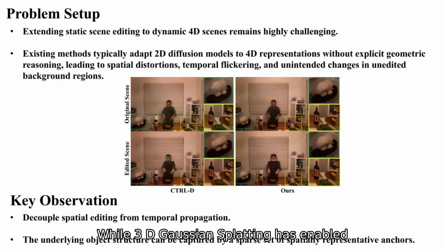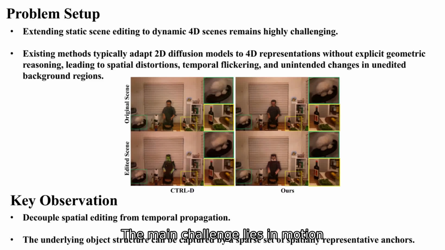While 3D Gaussian splatting has enabled incredible static scene editing, extending this to dynamic 4D scenes remains highly challenging. Existing methods typically adapt 2D diffusion models to 4D representations. However, because 2D edits operate purely in pixel space, without explicit geometric reasoning, they often lead to spatial distortions, temporal flickering, and unintended changes in unedited background regions.